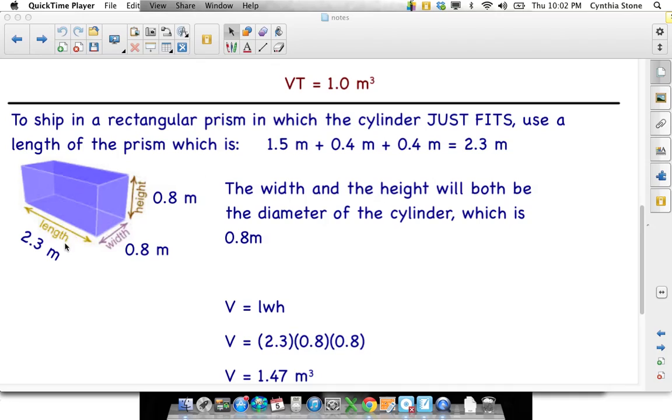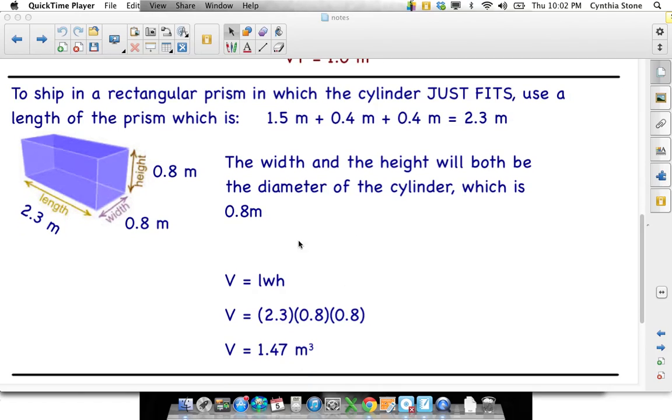So it's 2.3 meters this way. And then because the diameter of the tank is 0.8 meters, it's got to be 0.8 meters this way and 0.8 meters that way. Okay, so I'm assuming zero clearance. Perhaps you could say a little extra space on each side, but say it's zero clearance, it has to fit just snugly in there. So we know the width and the height, and we know this, and the volume of a rectangular prism is just length times width times height. So that's a pretty easy calculation.